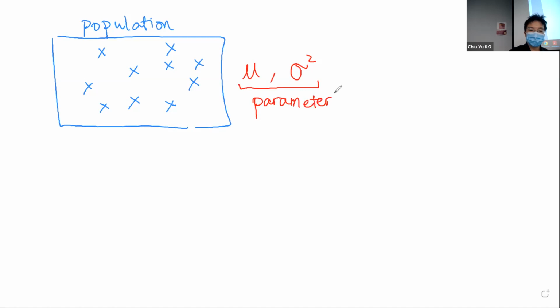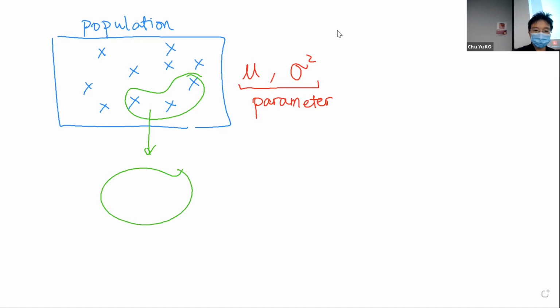And what we're going to do is try to collect some data here. We take it out. We randomly pick something. We call this sampling. Maybe I use the green color. This is called sampling. We do some sampling. And the case we focus on is called simple random sample.